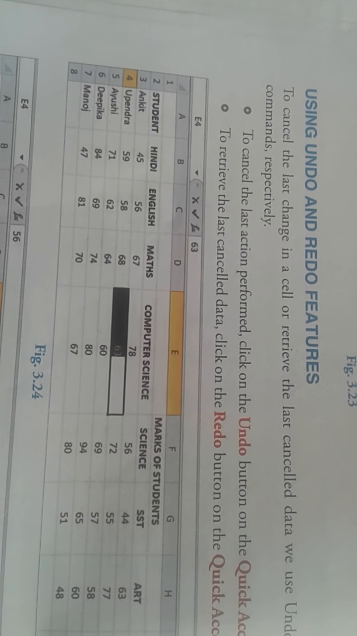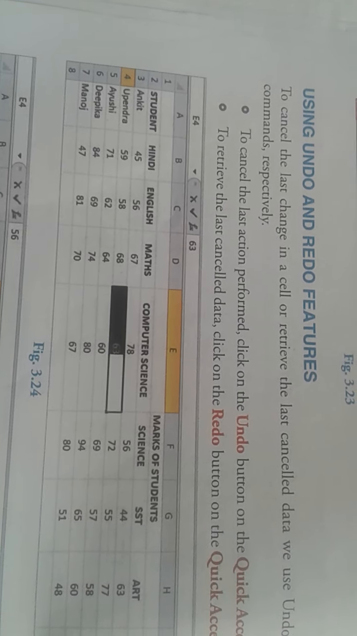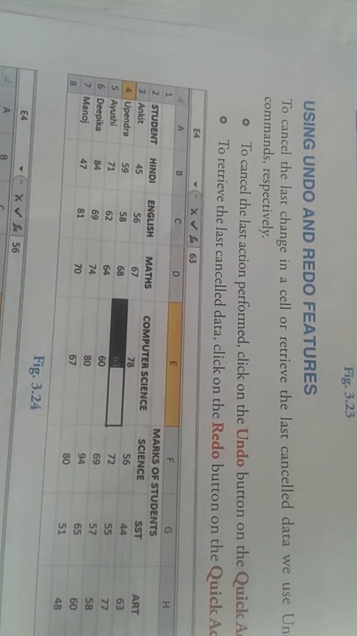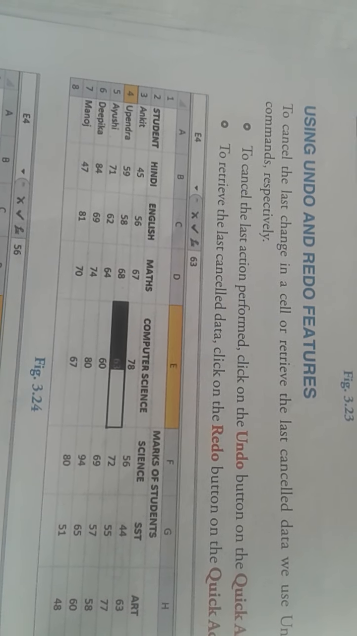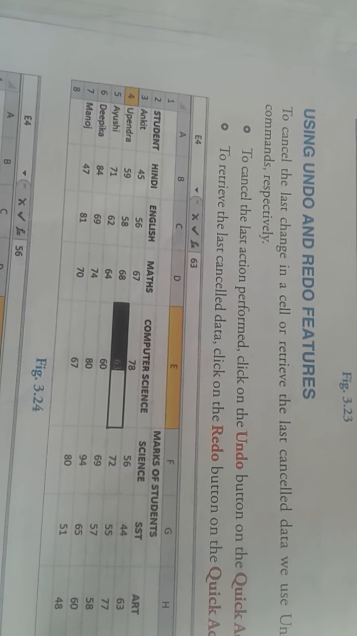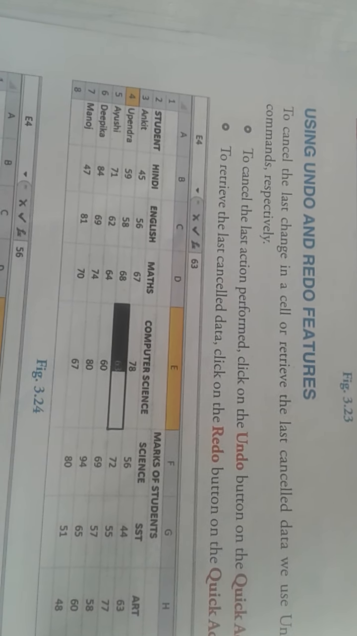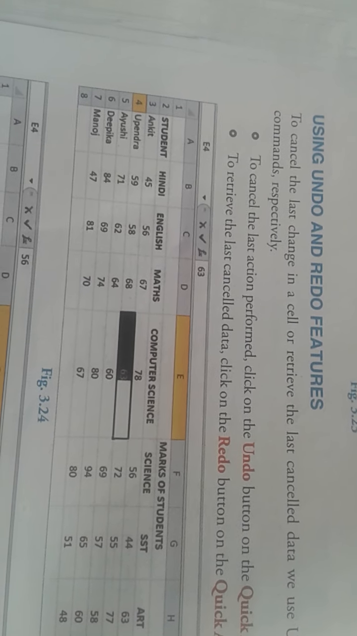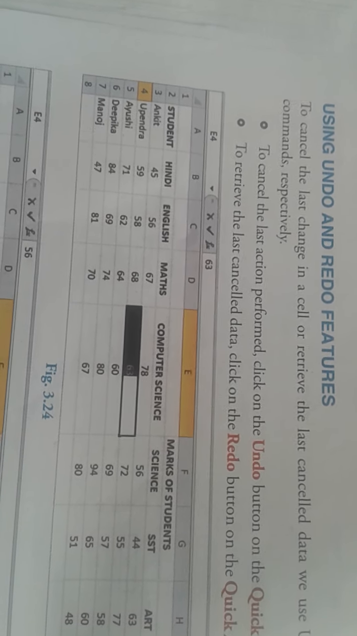The shortcut key of undo is Control Z. All of you know that. But some of you don't know the shortcut key of redo. So, students, memorize this one. The shortcut key of redo is Control plus Y. Okay, Control plus Y.